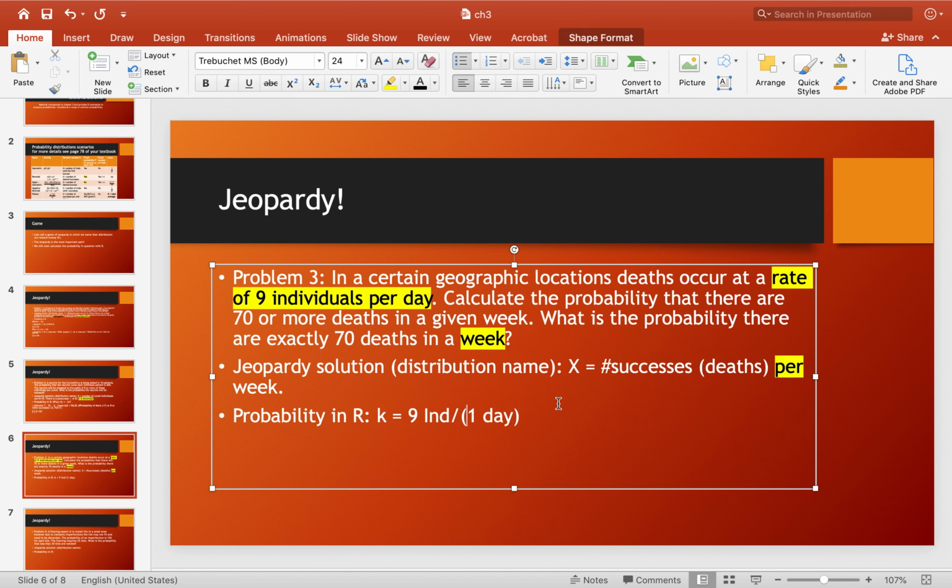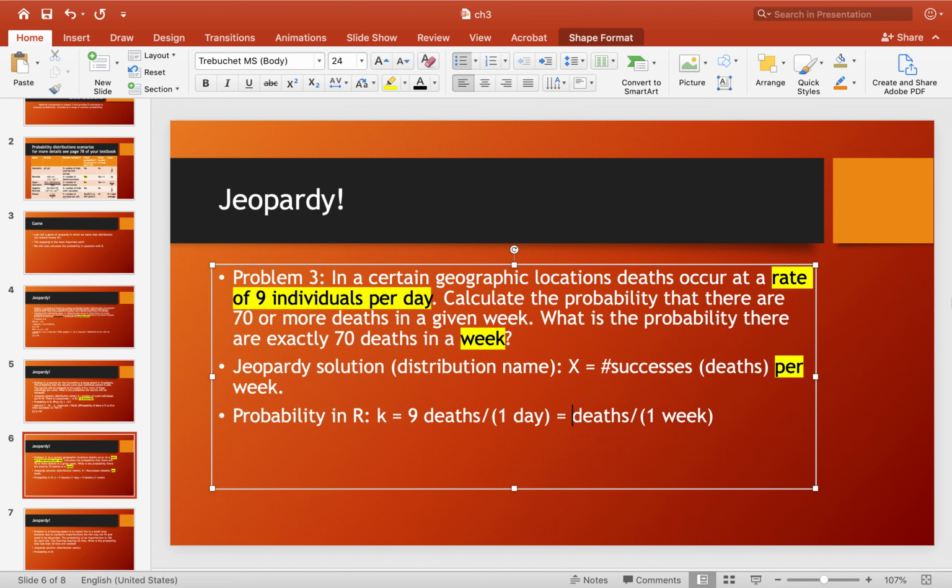And if I want to figure out what this unit is, well, I need this unit to match. I need that to be per week. So what I need, and maybe instead of individuals, I'll do deaths: 9 deaths per 1 day. So what I need here is not 1 day, but I need 1 week.